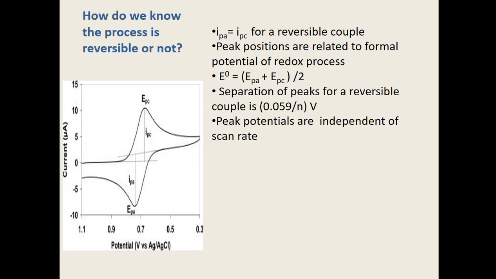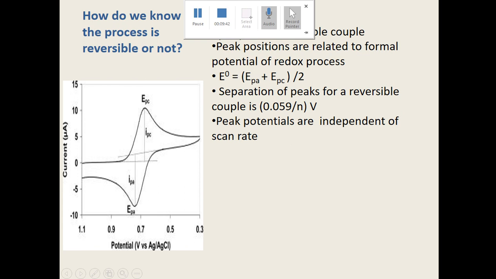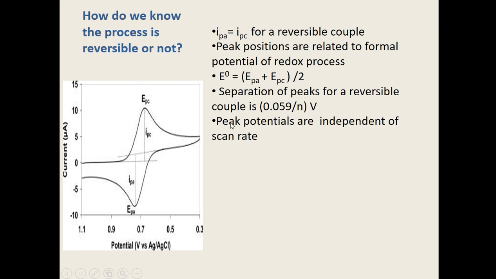And how do you know the process is reversible? The process is reversible can be known if you go through these 5 points, that IP is equal to IPA is equal to IPC. Okay, I already mentioned here what IPC and IPA are. In the previous theory also you can go through. And then the standard potential should be half of the summation of EPA and EPC.